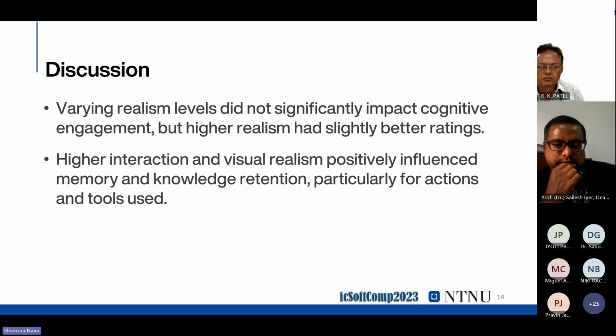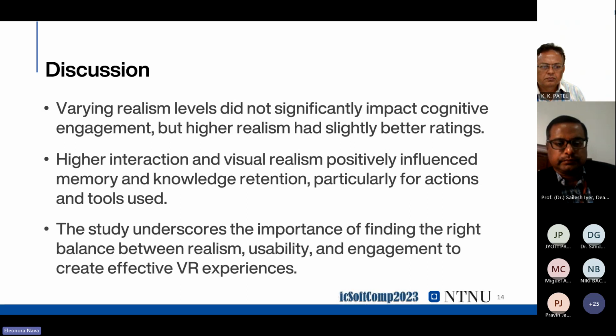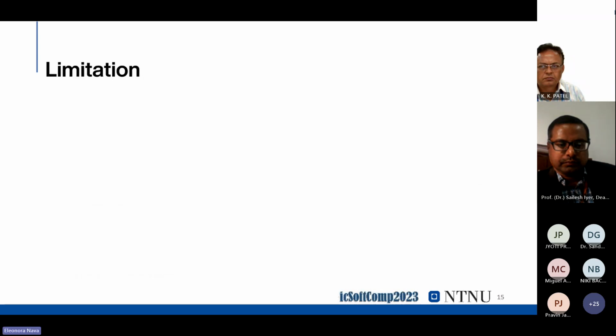The main difference is that higher realism and interaction positively influence memory and knowledge retention, particularly when the user had to remember the action and the tools they use during the task. The study emphasized the importance of finding the right balance between realism, usability, and engagement to create effective VR experiences.